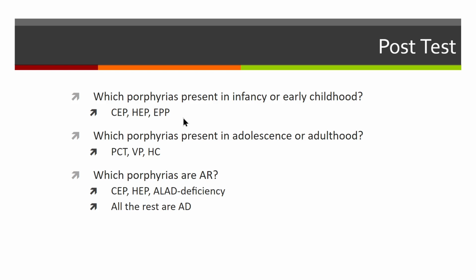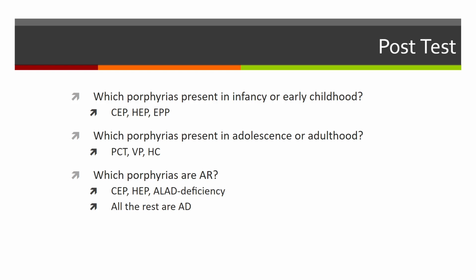So just a reminder here, some other key things, knowing which porphyrias present in infancy and childhood: CEP, HEP, EPP. EPP being a little more common, not quite as severe, and CEP being more mutilating, scarring, severe with chronic changes. Remember the ones that present in adulthood here, that's PCT, VP, and HC. Knowing which porphyrias are autosomal recessive helps, because if you understand the autosomal recessive ones, you can make the assumption that the other ones are autosomal dominant. So know that CEP, HEP, and ALAD are the autosomal recessive ones.